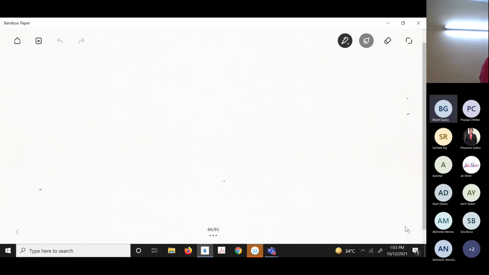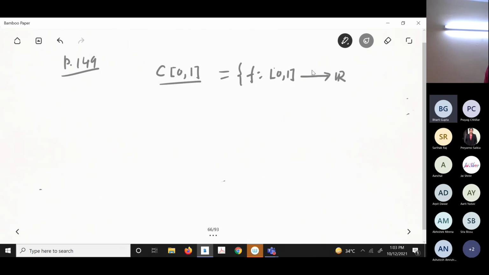Now I want to discuss the problems on that. Problem one I have already done, and now problem number two, page 149. Look here at what I am explaining. This proof is not easy and I am not asking for that. First of all, if you take this, it means all real valued continuous functions.